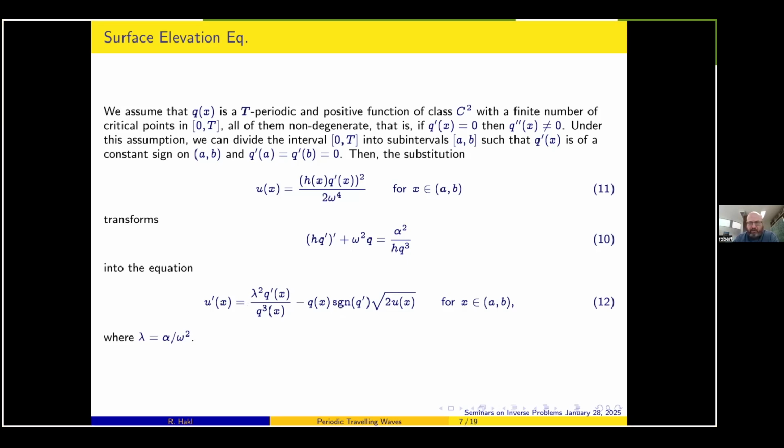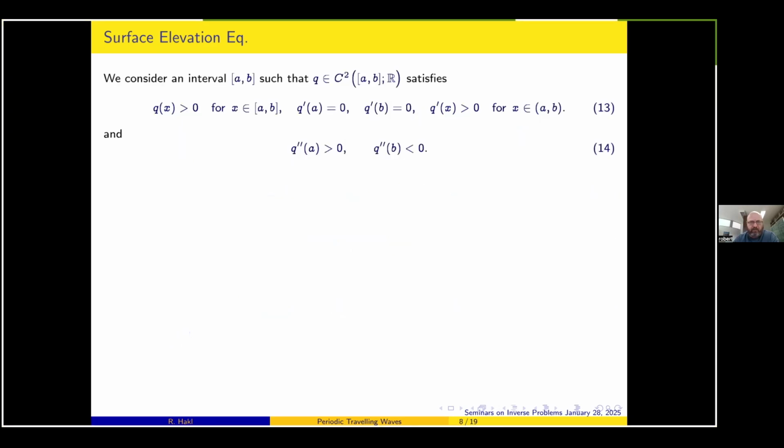And so we will investigate the equation 12, and we will start with the subinterval AB, where the q prime is positive. We assume that the second derivative at the point A is positive, and the second derivative at the point B is negative.